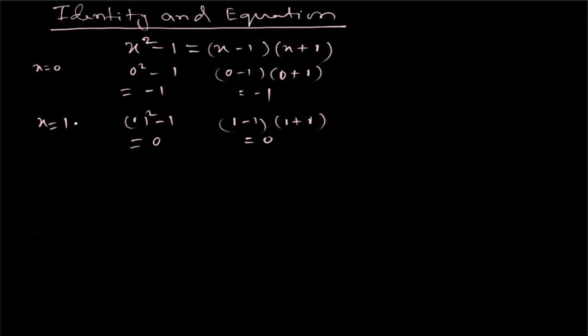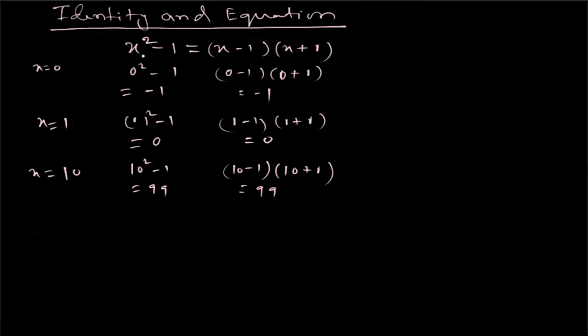And you can take other values. So x is equal to 10. Put it here, 10 square minus 1, that is equal to 99 in the left hand side. In the right hand side, how much will it be? 10 minus 1 into 10 plus 1. So this is 9 into 11, that is equal to 99. You can see that for x is equal to 10 also, left hand side is equal to right hand side.